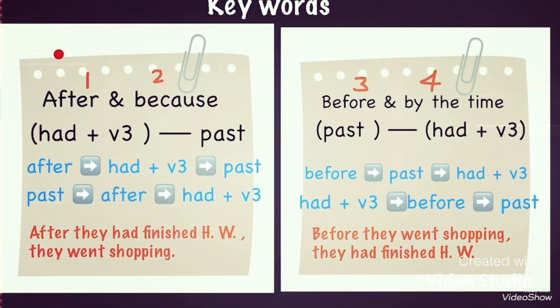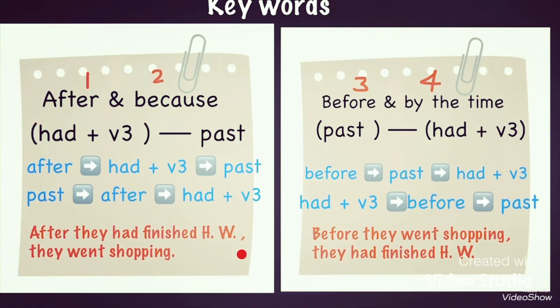So how can we choose, or how can we correct the verb with after and because? After and because are followed by had plus V3 or plus PP. So it means that they are followed by past perfect and then past. It means that the sentence which comes after these 2 keywords is the first action. For example here, after they had finished homework, they went shopping. Again, after they had finished homework, they went shopping.